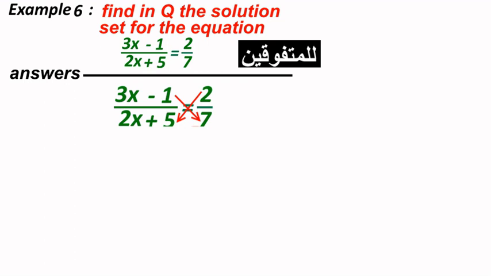7 open bracket 3x minus 1 close bracket equals 2 open bracket 2x plus 5 close bracket.